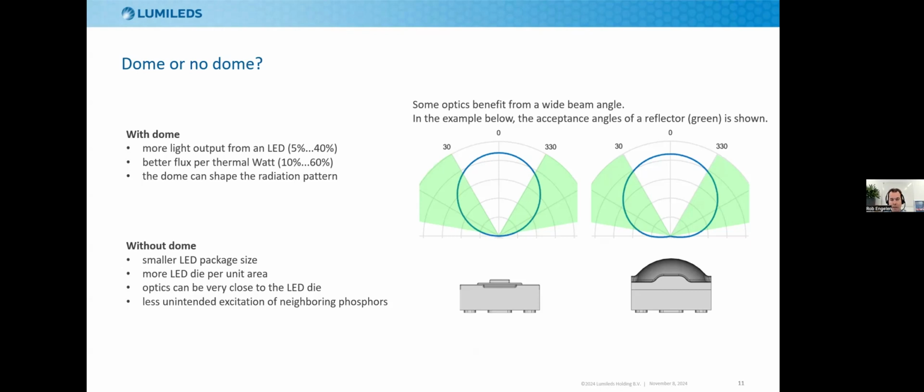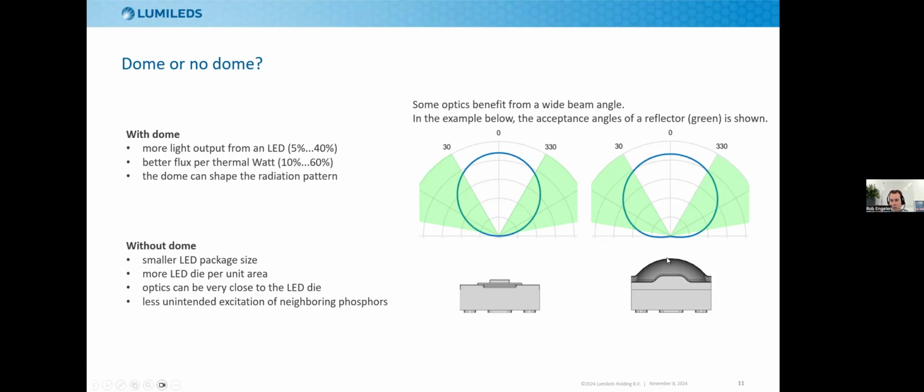But if you do that, then you can extract much more light, and that's up to 40%, especially in red LEDs. That's a really big benefit. And if you then have a thermally limited system, per watt of thermal energy, you can extract up to 60% more light from this LED. So that's great. You also have an advantage of being able to shape the radiation pattern to what you need.